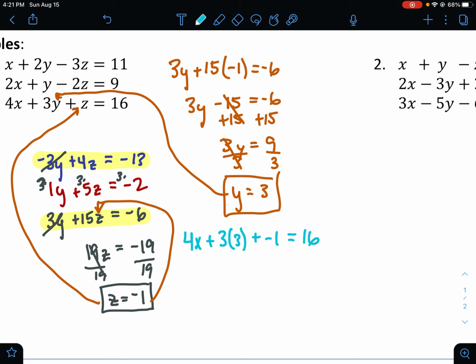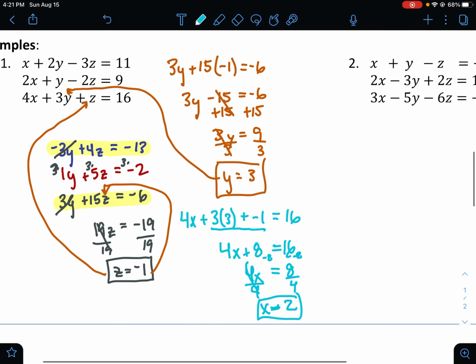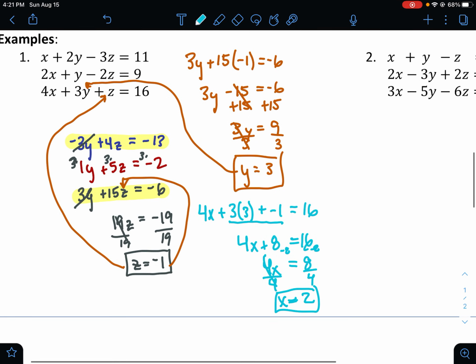equals 16. 3 times 3 is 9, so 9 plus -1 is 8, so I get 4x plus 8 equals 16. Subtract the 8, so -8, -8, I get 8. Divide by 4, finally x equals 2. And then that's it, I have all the variables. So my final answer will be an ordered triple, starting with x, 2, y, 3, and z, -1.